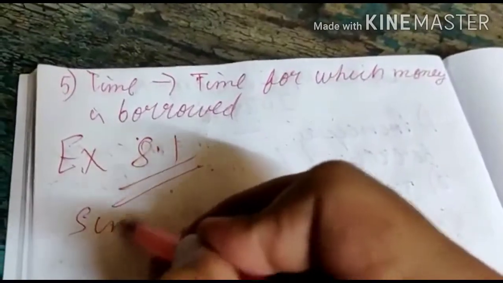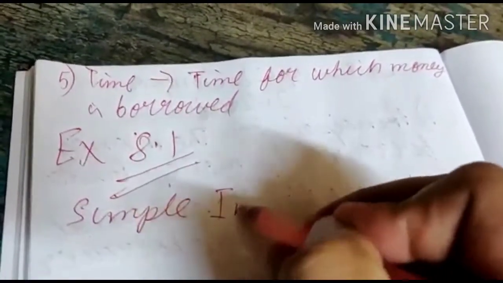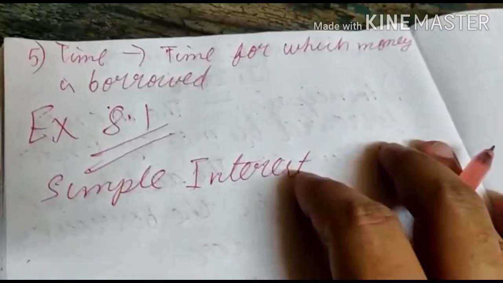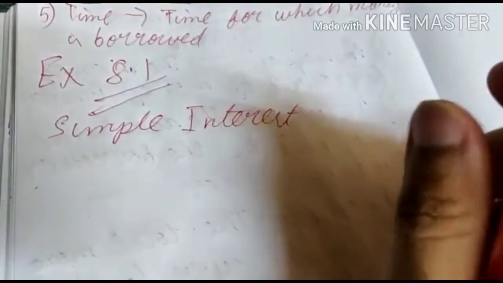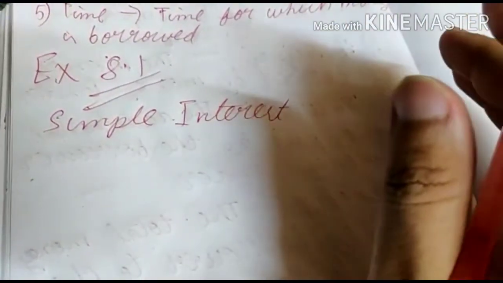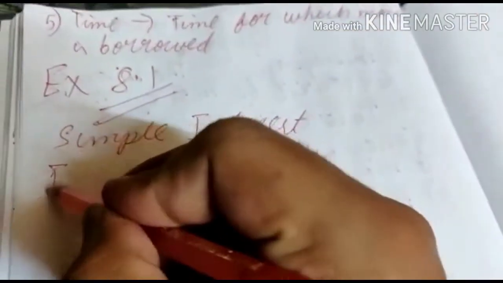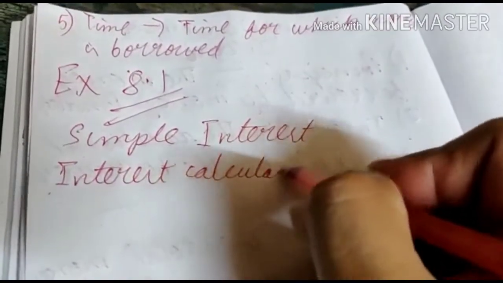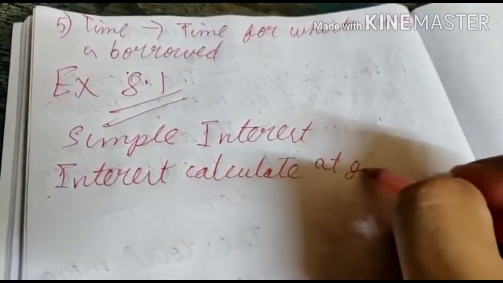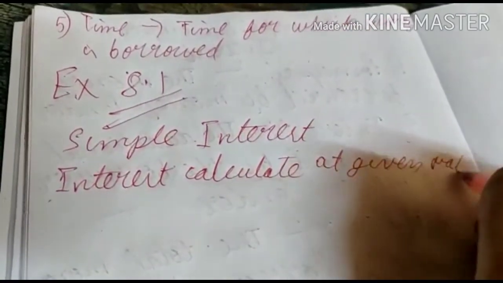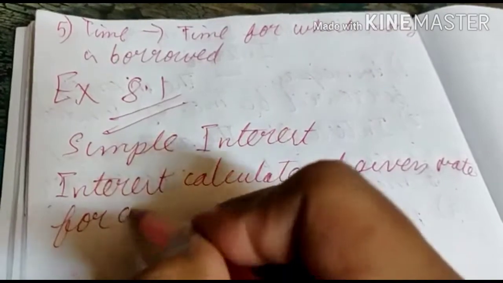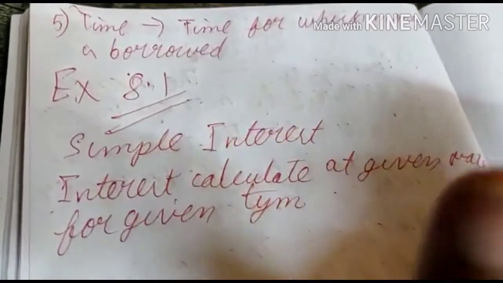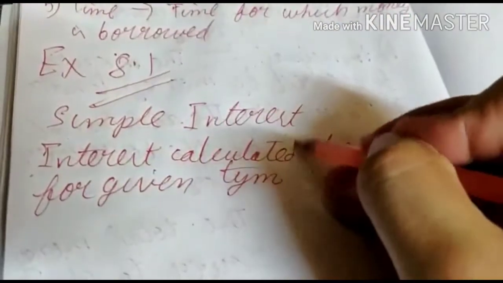We have to go through simple interest. For this, we have interest calculated on the original money at the given rate for a given time. It is the interest calculated at a given rate for a given time. Okay, so interest calculated.